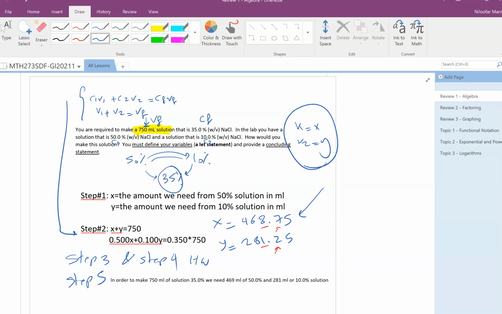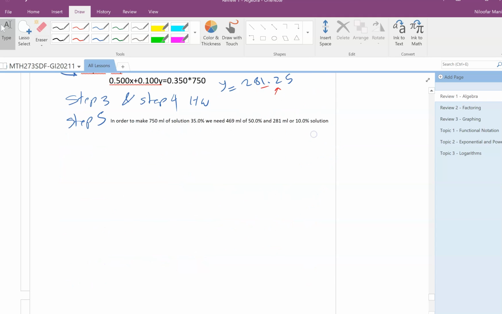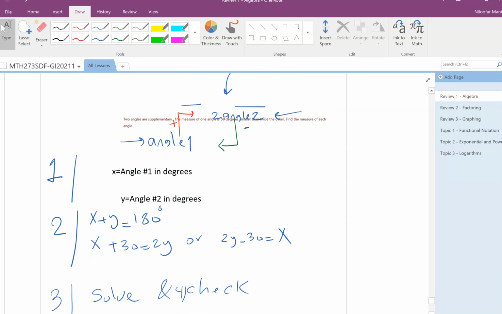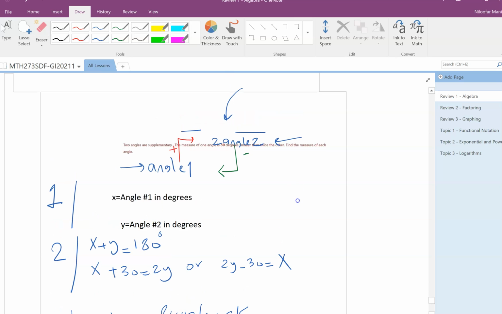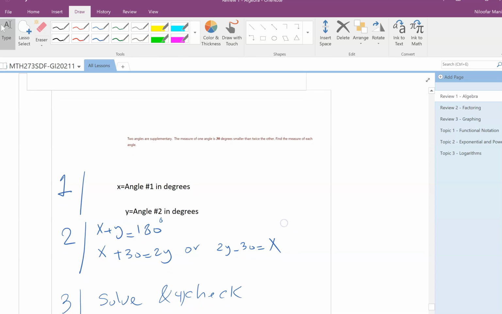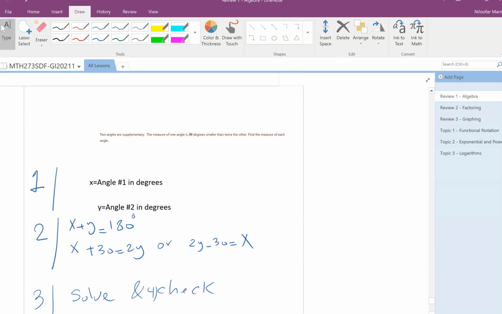Step 2, two equations, two unknowns. Step 3, solve it. Step 4, check it. Step 5, write the sentence. The last but not least question is this. So let me see. Okay, so I just remove it here. Maybe I don't zoom because then the OneNote goes crazy and it will be like last time.